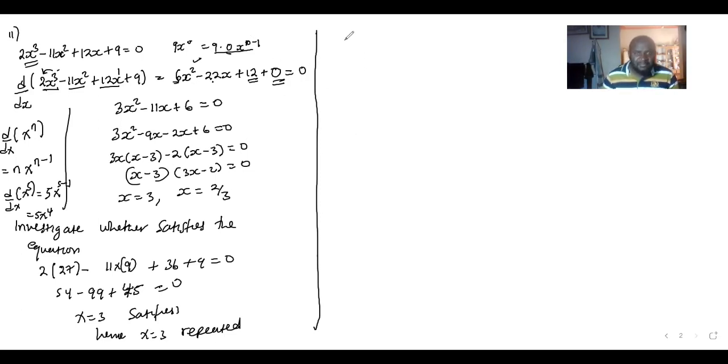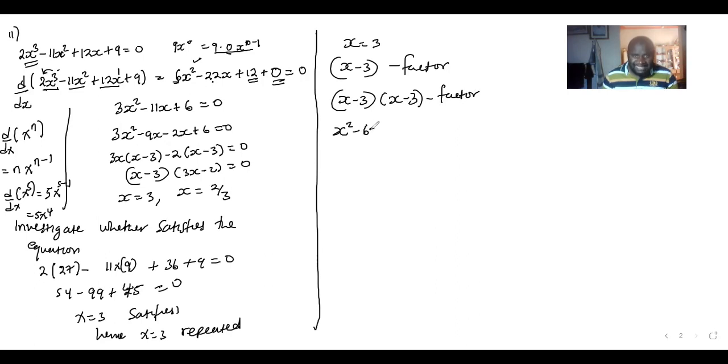So with that, it means if x is equal to 3 is repeated, then x minus 3 is a factor of the function. But also x minus 3, because it is repeated, when you multiply by itself, the product is also a factor of the function. Hence, x squared minus 6x plus 9 is also a factor of the function. So if it is a factor, get the remaining factor by long division.